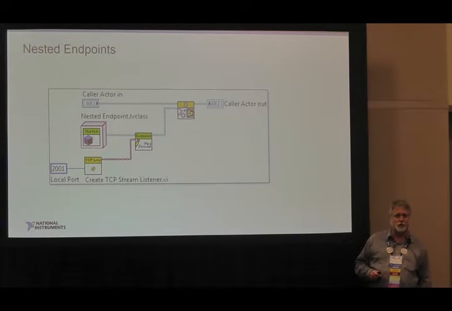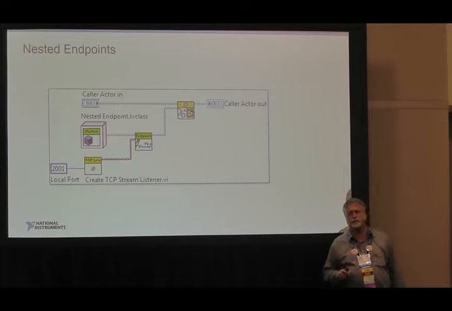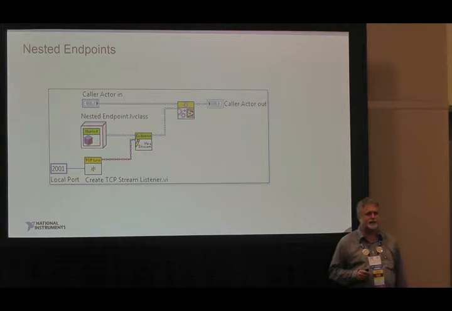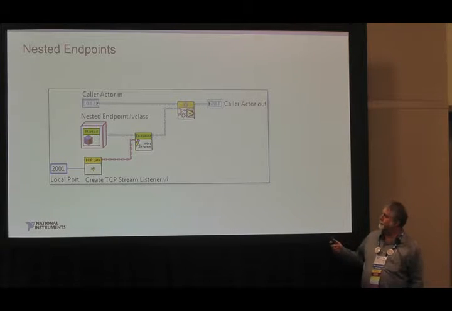Using them is very, very simple. You just drop a nested actor onto your block diagram. You configure it with the type of protocol that you want to use, and you launch it as a nested actor of whatever's going to use it, hence nested endpoints.